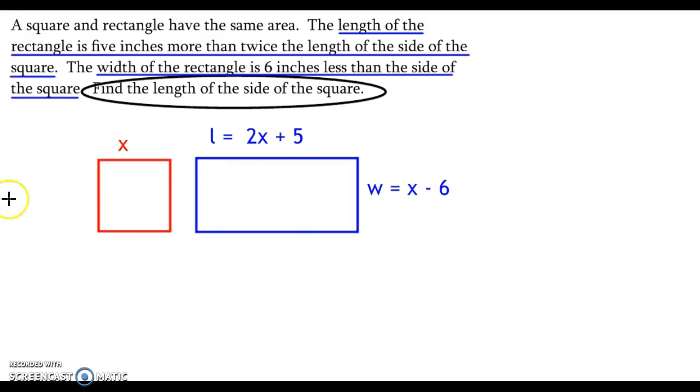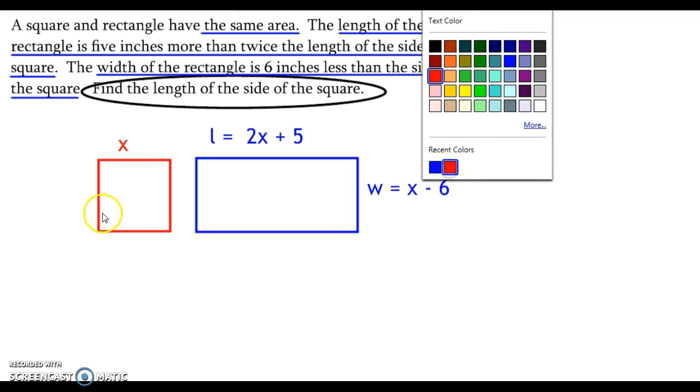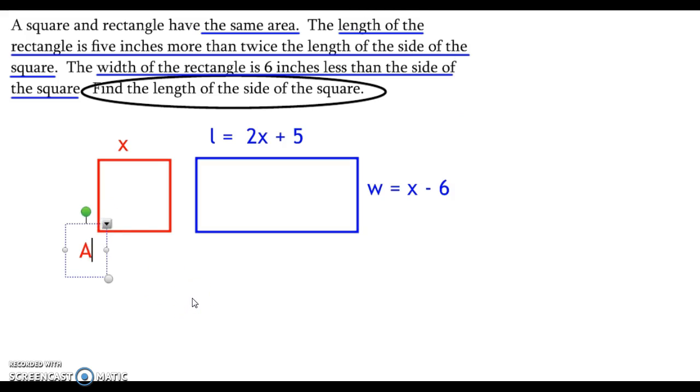So here's our setup. And in order to solve this problem, we have to keep in mind that the square and the rectangle have the same area. So the area for the square is fairly straightforward. Area of a square is equal to length times width. And in this case, the length and the width are the same thing.